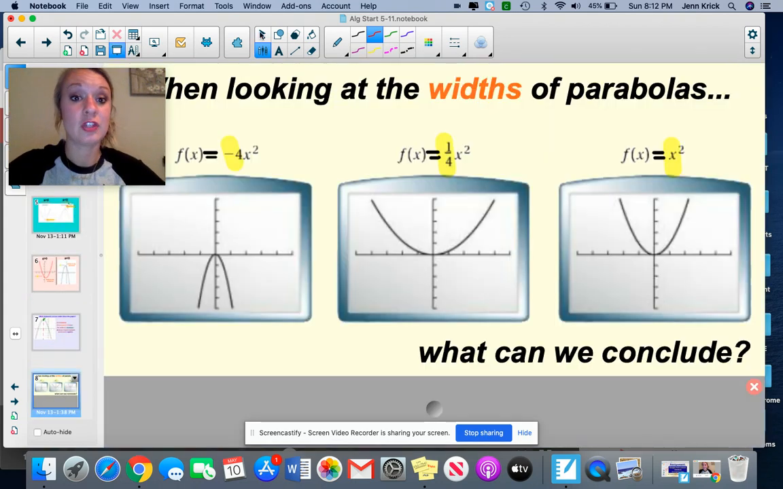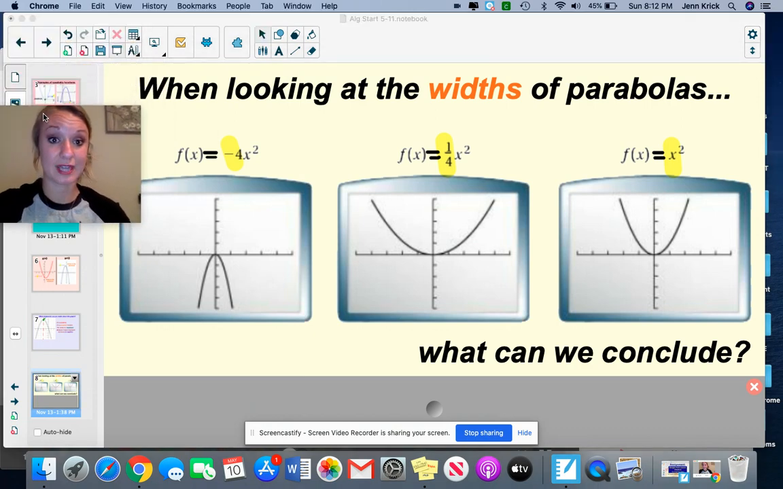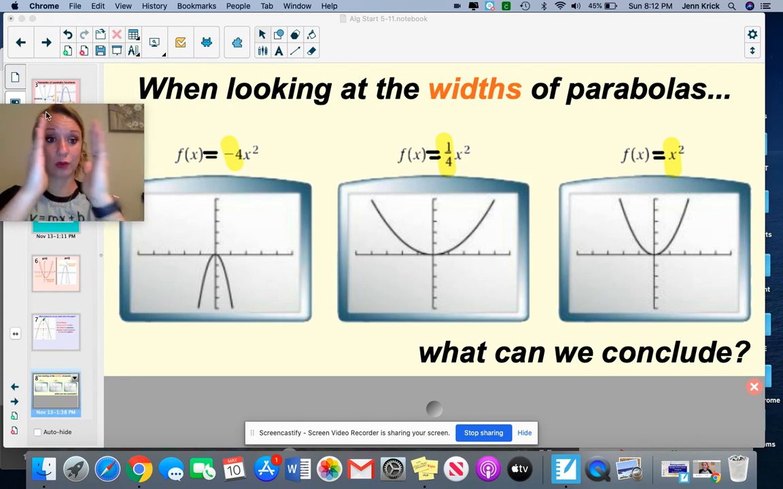All right, so now another skill that you can master from this lesson is when we're talking about parabolas in their width, meaning how closed, how open they are. If you're looking at these three parabolas here, what can you conclude based on the leading coefficient and the widths of the parabola? This graph has a leading coefficient of -4. This one that's very open is 1/4. And this one that's right in the middle has a coefficient of 1.